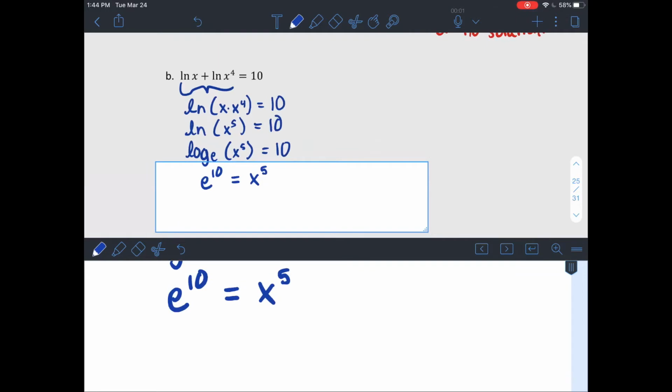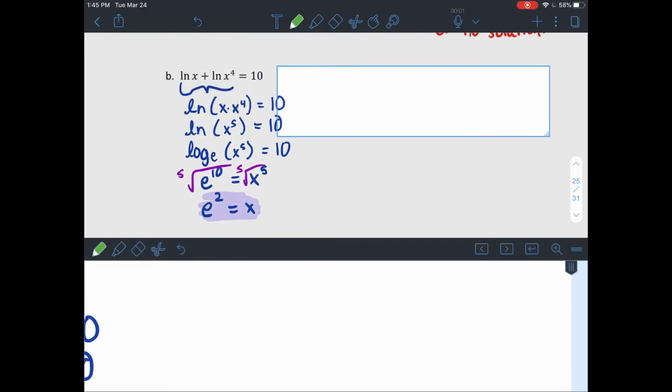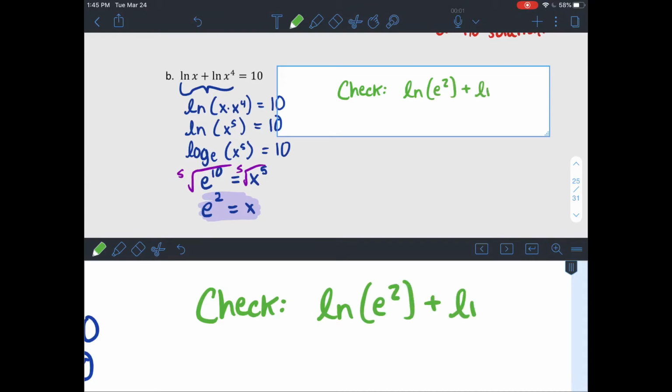To solve something that's to the 5th power, go ahead and take the 5th root, which you could make a decimal if you wanted to. I'm just going to leave it exact. That would be e to the 2nd power equals x. Again, check it in that you at least plug it back in and think about if the inside of your logarithm would be greater than 0 or not. I'm just going to check this one all the way.